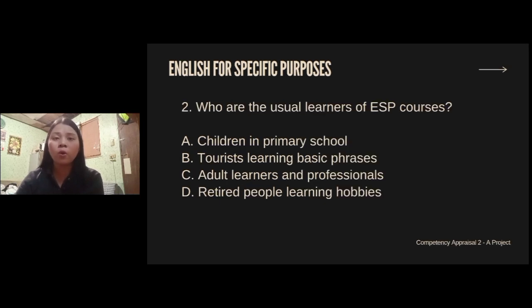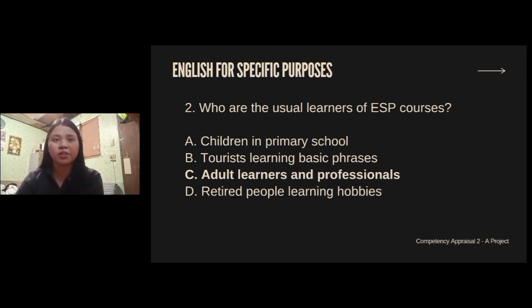Number two, who are the usual learners of ESP courses? A. Children in primary school, B. Tourists learning basic phrases, C. Adult learners and professionals, D. Retired people learning hobbies.